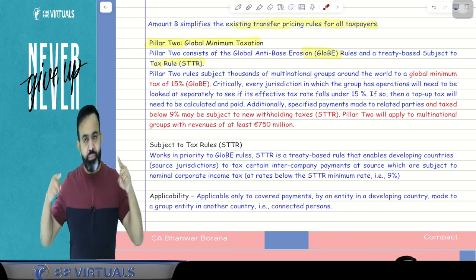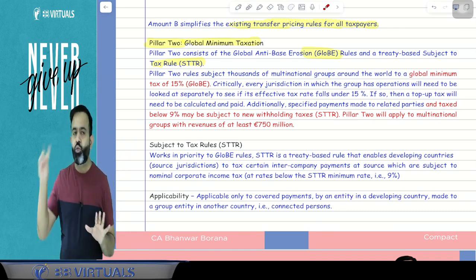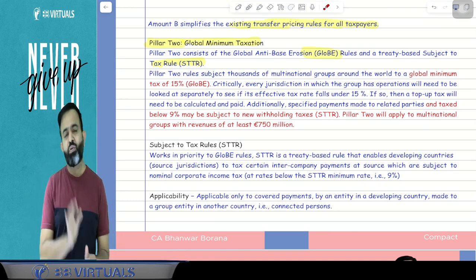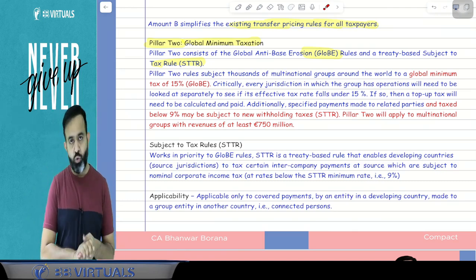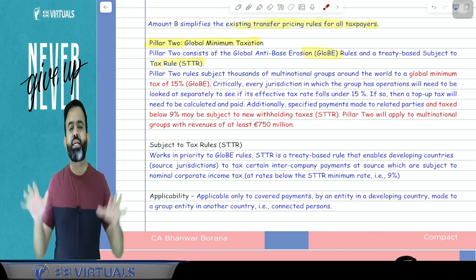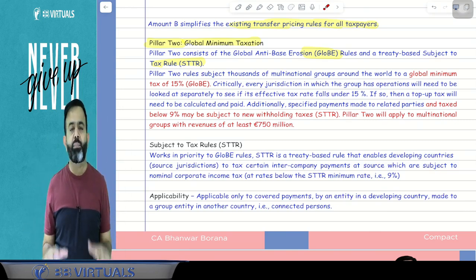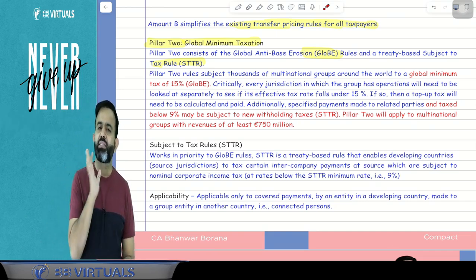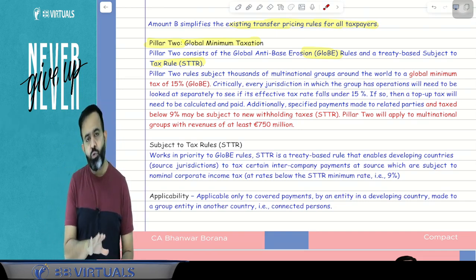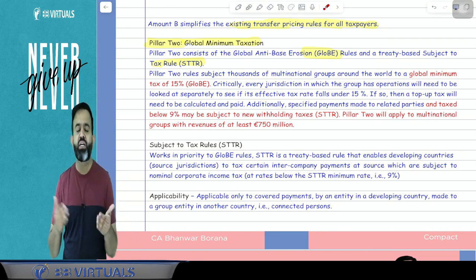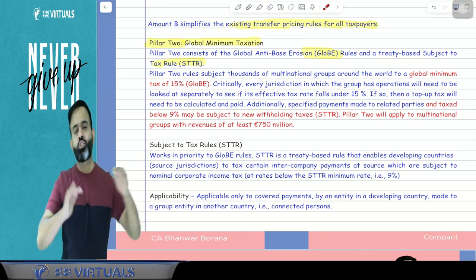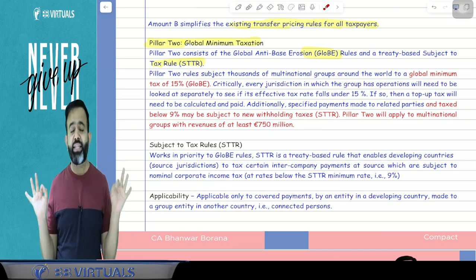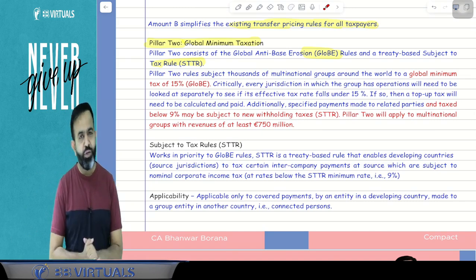So here in the second pillar, you will understand two types of rule. One is the GloBE rule, that is Global Anti-Base Erosion rules, and one is the STTR, that is Subject to Tax Rules. And guys, the GloBE rule says that in every jurisdiction, that MNC company has to pay tax at the rate of 15%, means minimum tax is 15%. And the STTR rule says that whenever payment is made between associate enterprises, then that should be subject to at least a 9% minimum rate. That is called your STTR.